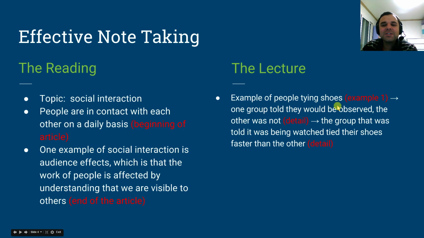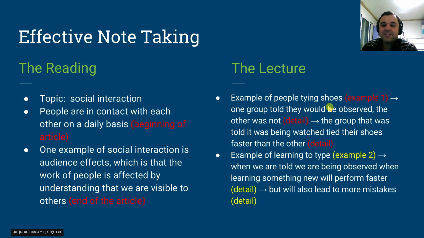My first note was the first example from the lecture, the first example he mentions. And that indeed in this one was example of people tying shoes. And then I got 2 details that went along with that example. One group told they would be observed, the other was not. Second detail, the group that was told it was being watched tied their shoes faster than the other. Again, the first example, 2 details that go along with it.